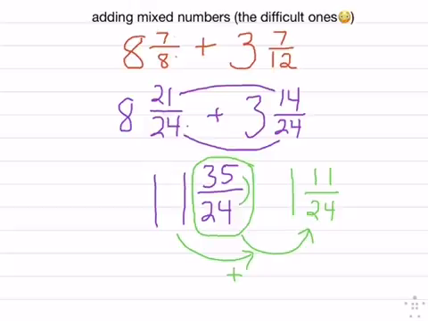And my final answer, if I can fit it, is 12 and 11/24. And that is how you do adding mixed numbers, the difficult ones.